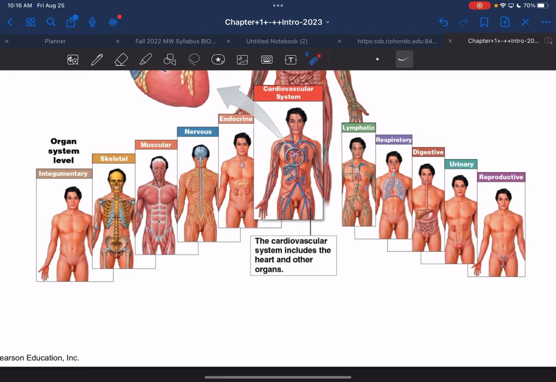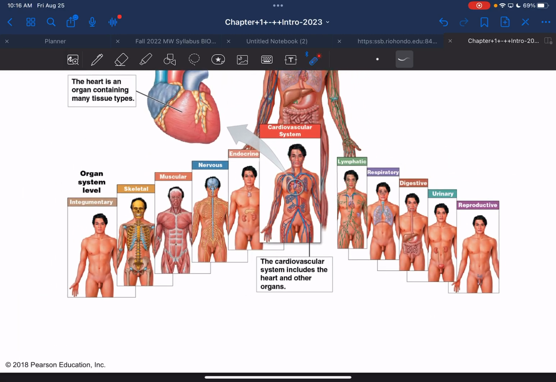So this is your roadmap for the semester. Every single one of these is a chapter. Like this is going to be our 4th chapter, 5th, 6th, 7th, and 8th.